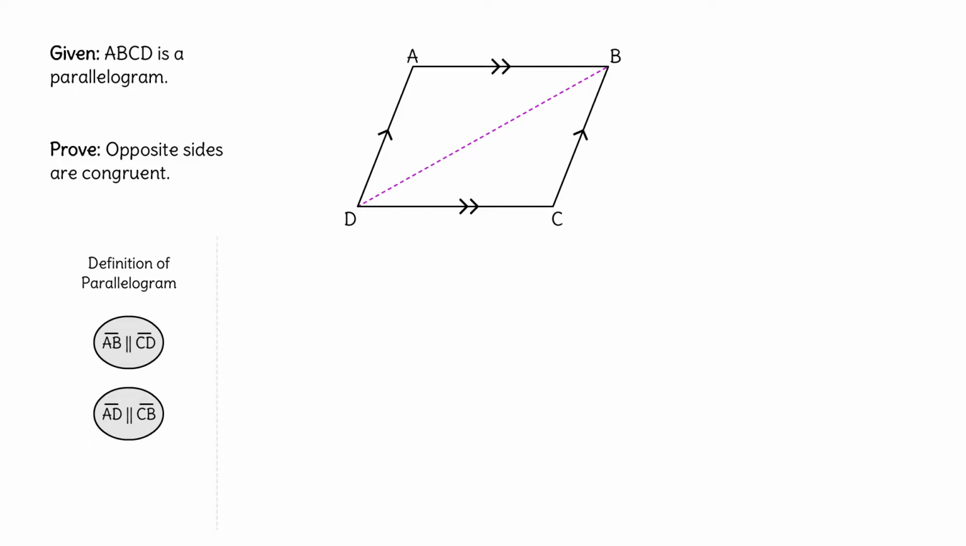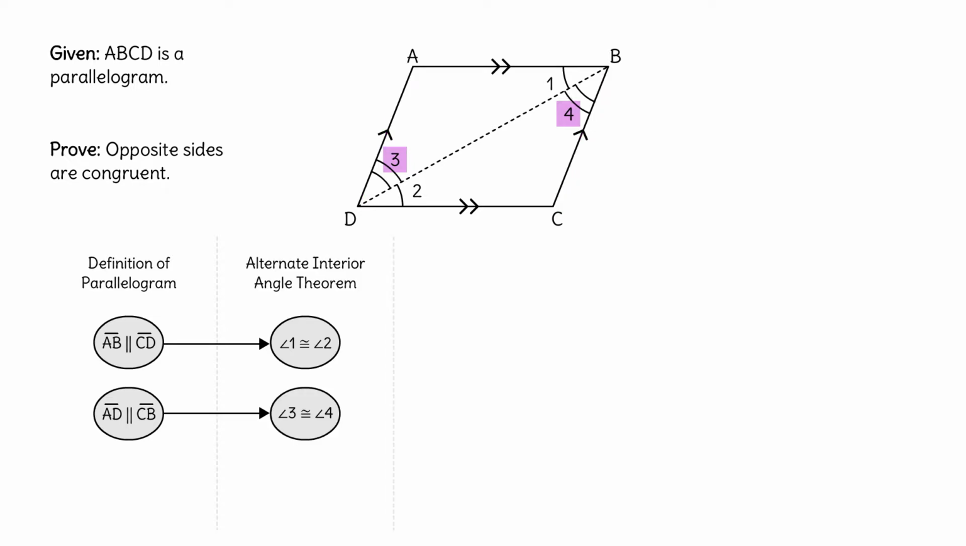What can we do next? Let's label these angles 1, 2, 3, and 4. Can you see that angle 1 and angle 2 are alternate interior angles? Those are parallel lines. So 1 is congruent to 2 by the alternate interior angle theorem. How about 3 and 4? Same thing. Those are alternate interior angles, and these lines are parallel. So 3 is congruent to 4 by the alternate interior angle theorem.